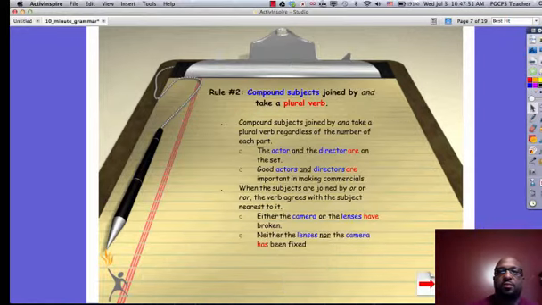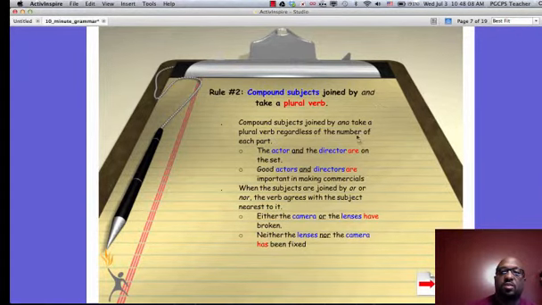All right, moving on. This is rule number 2. So this deals with compound subjects joined by the word and, which take a plural verb. Compound subjects joined by and take a plural verb regardless of the number of each part. So for example, the actor and the director. This is a compound subject. It is plural, so you need a plural verb, which is are.